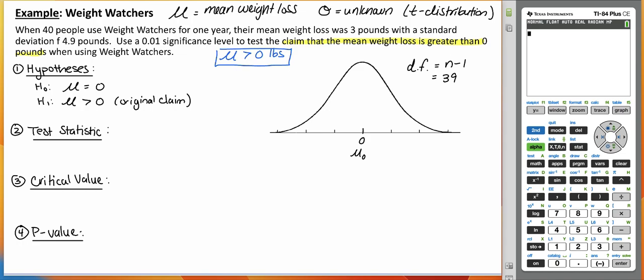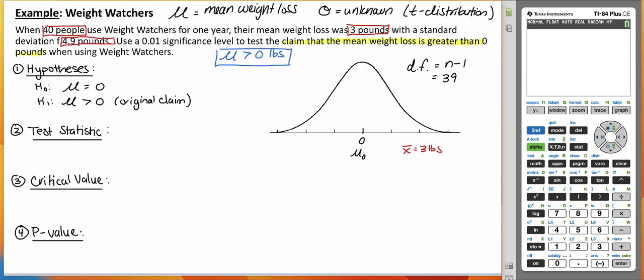So if we take a look at our sample data, we can see here that from 40 people using Weight Watchers, the sample mean was 3 pounds with a standard deviation of 4.9 pounds. So 3 pounds, I'm going to write that on the distribution here, X bar of 3 pounds. Well, that is greater than 0 pounds. Okay, so why can't we just stop here and say, hey, look, there's proof that people on Weight Watchers lose more than 0 pounds? Because look at the sample mean for this sample of 40 people. It was 3 pounds. 3 pounds is clearly greater than 0 pounds.